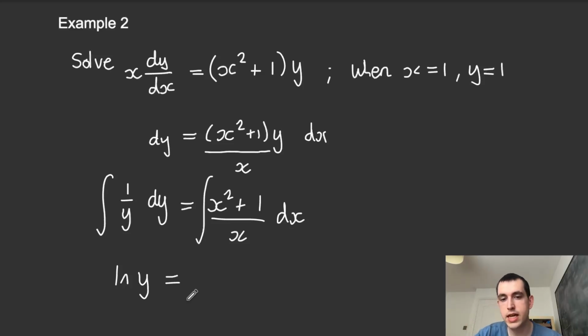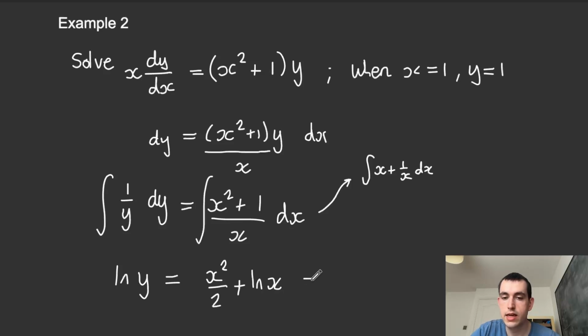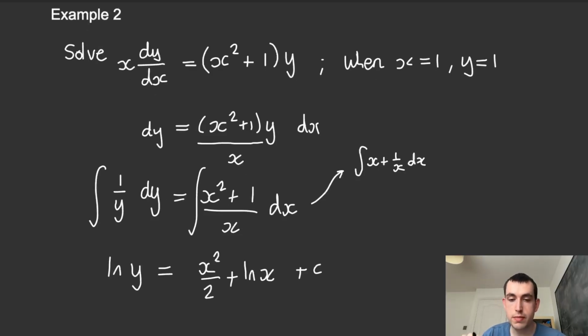On the right hand side, bit trickier, but with a bit of simplification we can sort it out. So this is the same as the integral of x plus 1 over x, which if we integrate that, we're going to get x squared over 2. And then the integral of 1 over x is ln x. And as I said before, my personal preference is to add the plus c on this side, but it's up to you where you add it. It's also up to you at what stage you find your constant of integration.